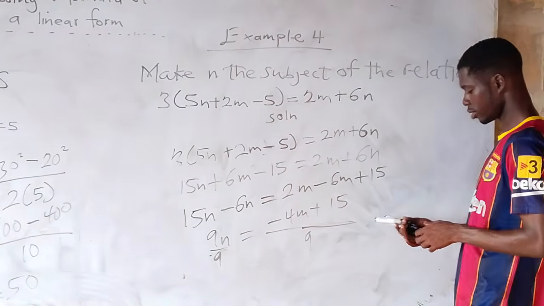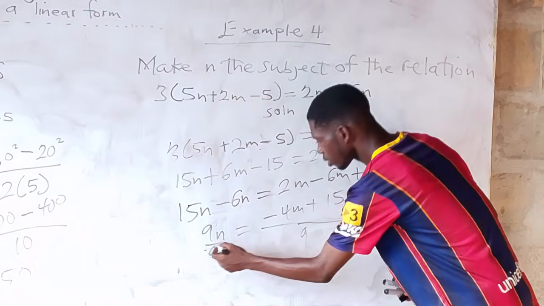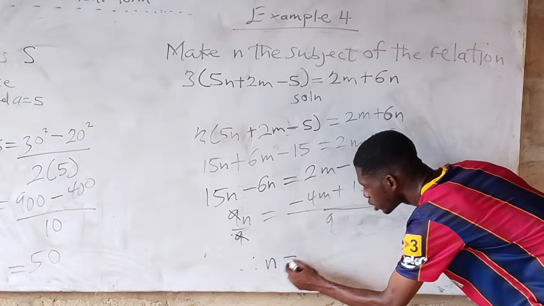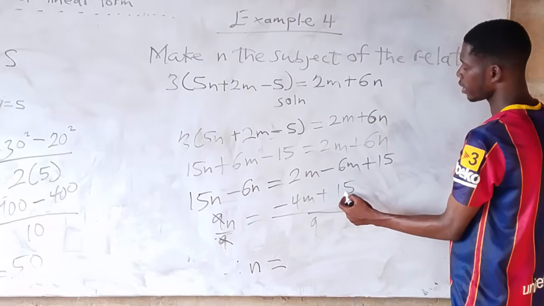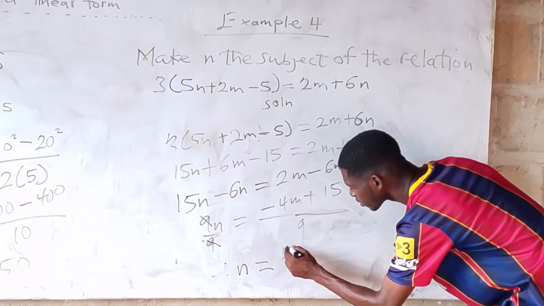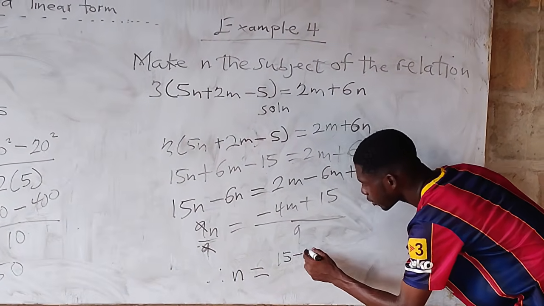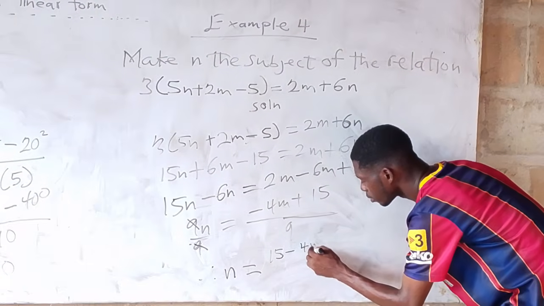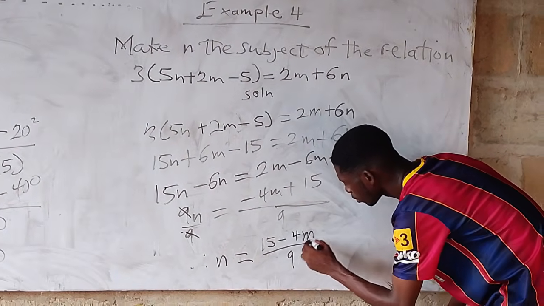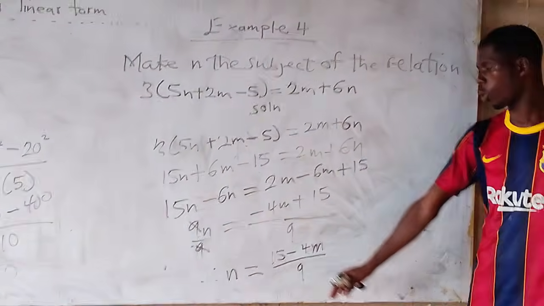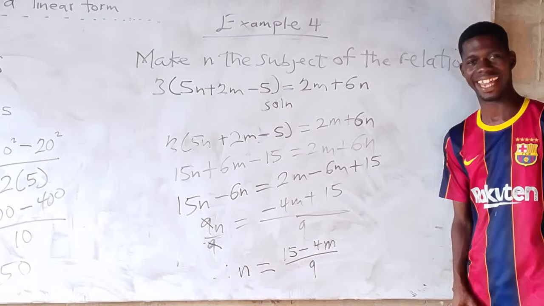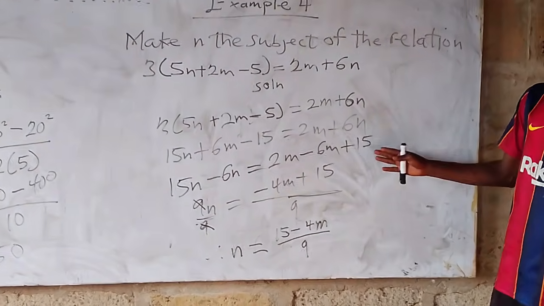So therefore, n is equal to, what is at the top? We can decide to bring this one first or this one first, but I want to bring this one first. So 15 minus 4n. So n is equal to 15 minus 4n over 9.